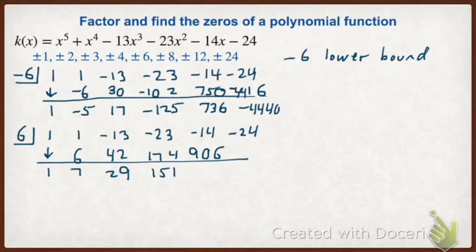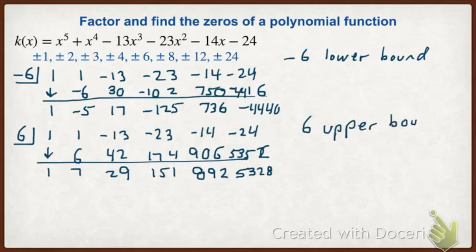Add these together, you get 892. Multiply by 6, you get 5352. 48 and 5 is 53. If I'm doing this math in my head right, we get 5328. If you look at the last line, every number is positive, so we know that 6 is an upper bound.